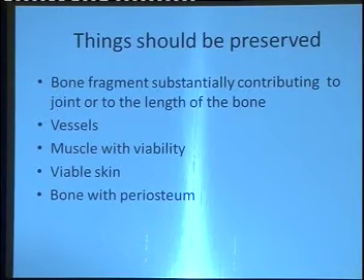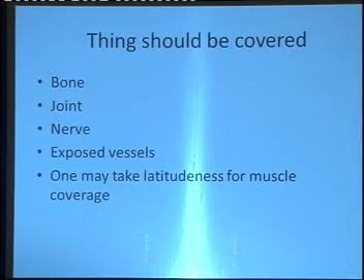The vessels, muscle with viability, viable skin, bone with the periosteum. These things should be covered at any rate. That is the bone. You should not keep it bare. The joint must be covered at any rate. The nerve, exposed vessels, meaning the neurovascular bundle. One may take a flap of the muscle because muscle is so vascular. If it also remains open, in the secondary stage we can go for skin grafting, no problem.